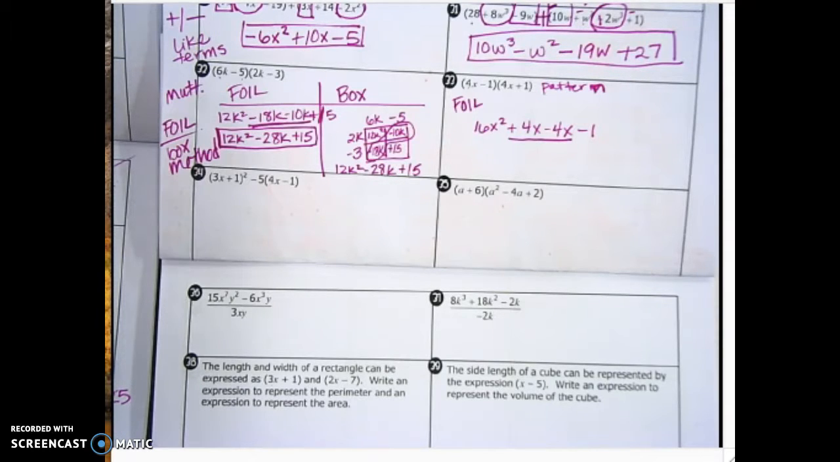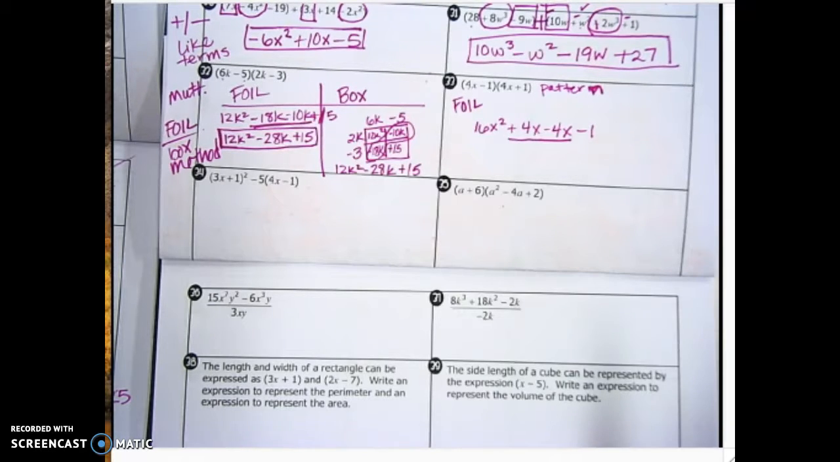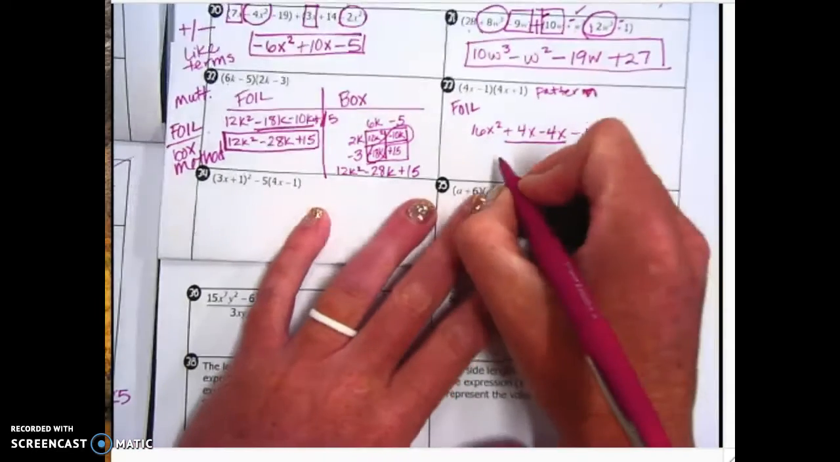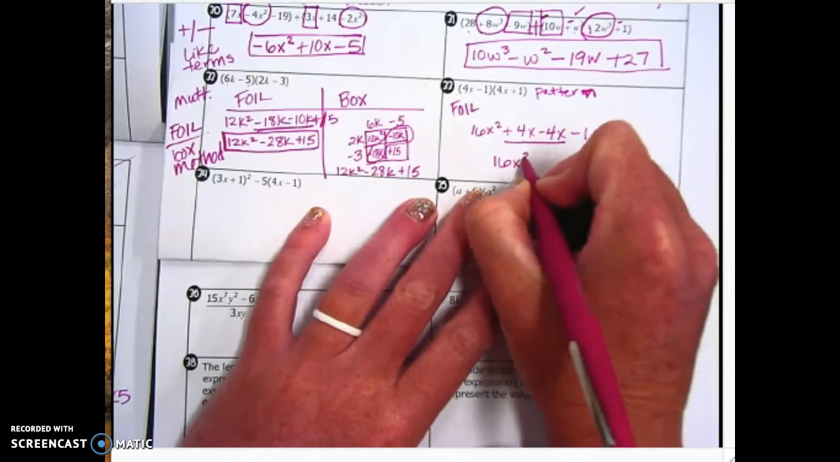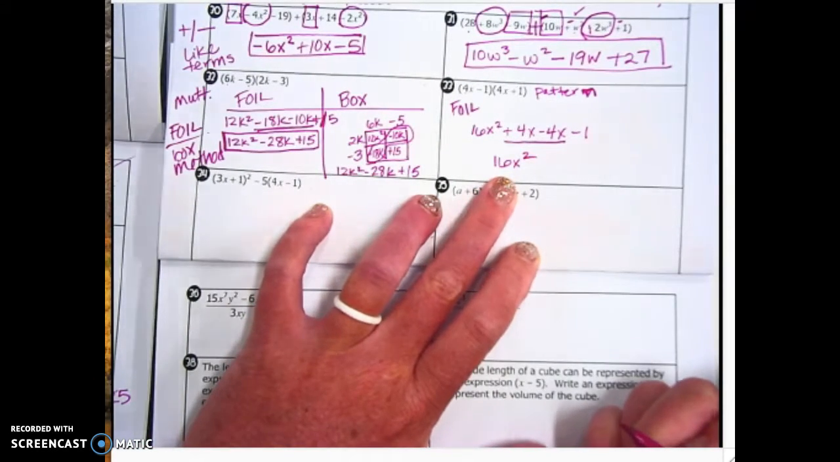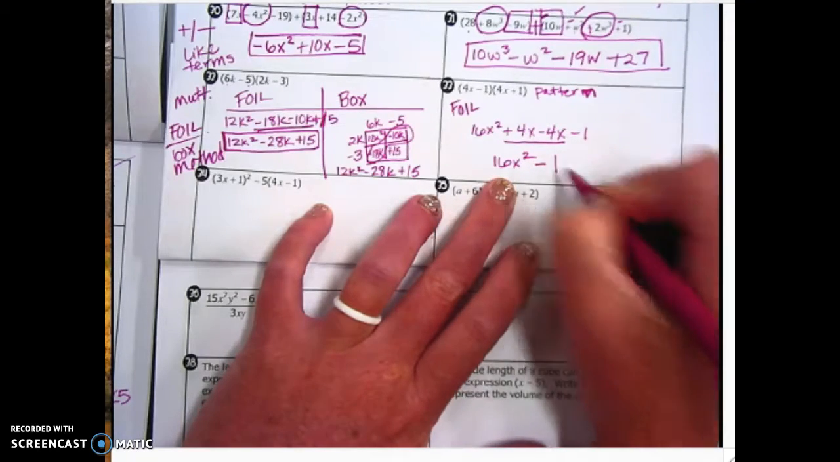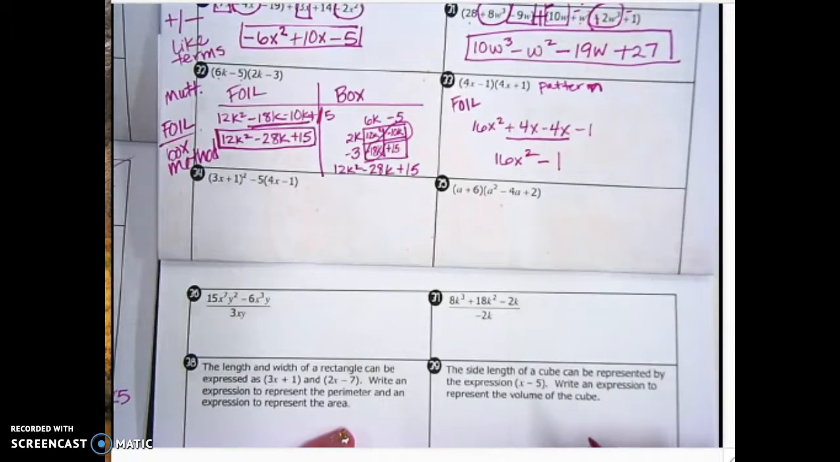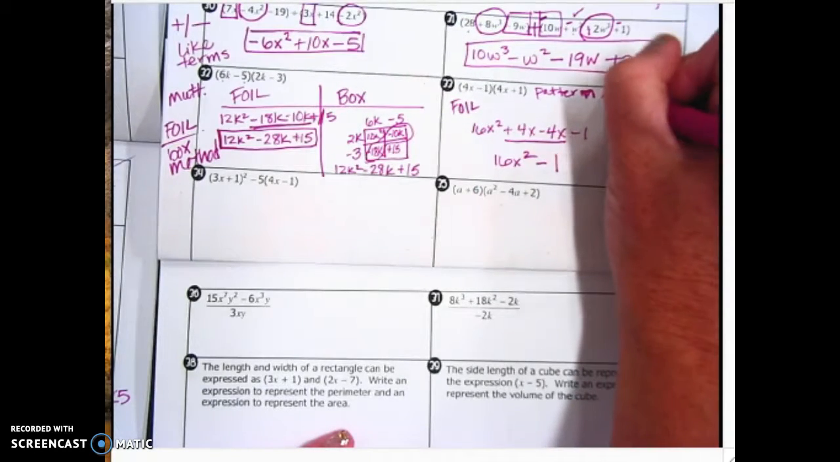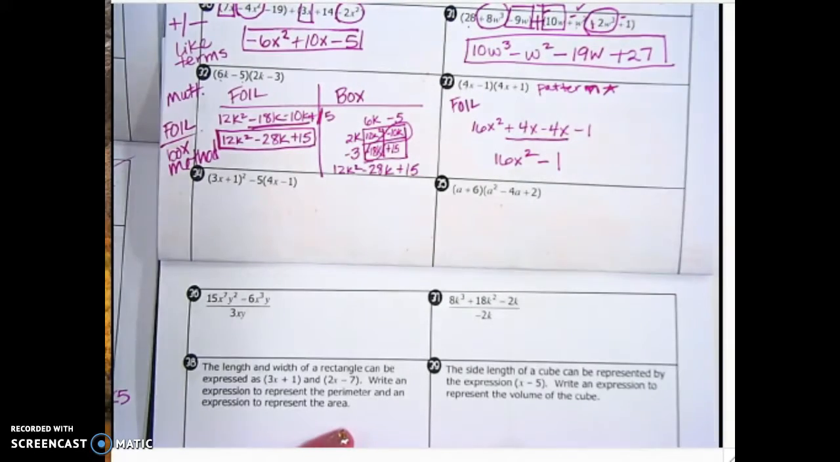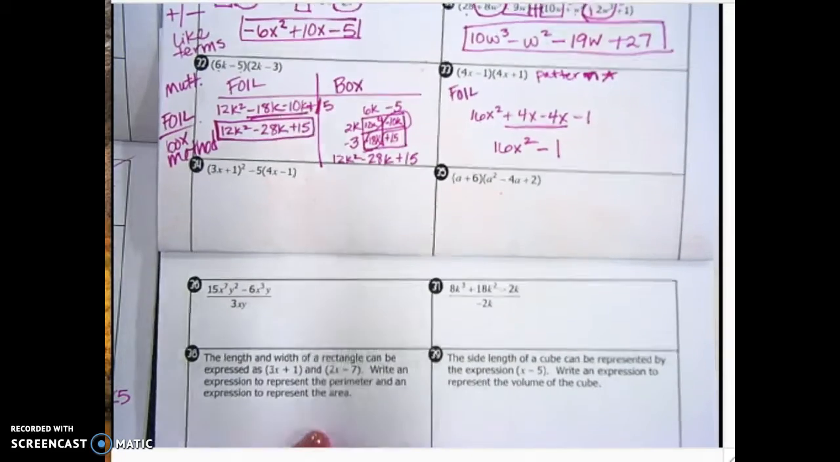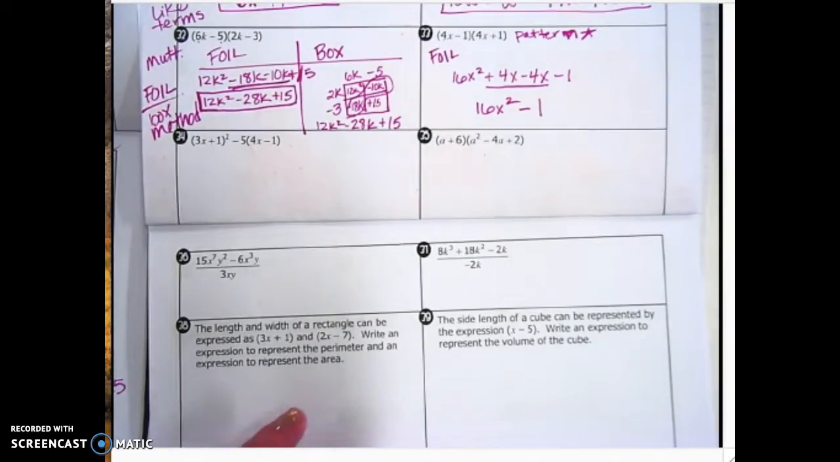They're opposites of each other, right? You've got a plus 4x and a minus 4x. So plus 4x and minus 4x goes to 0, and they cancel each other out, and we're left with 16x squared, which is a perfect square, minus 1, which is also a perfect square. That's why I said at the beginning that it's a special pattern. After you do a bunch of them, you start to see certain patterns, and you'll get faster at them.